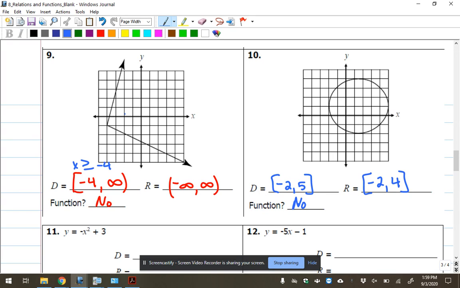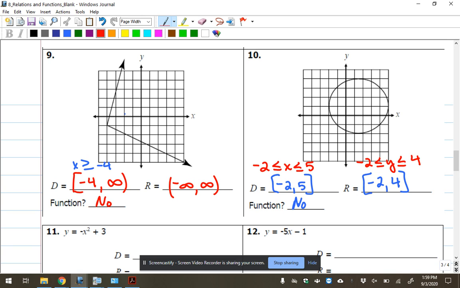Inequality notation for the domain: -2 less than or equal to x less than or equal to 5. On the range, it'd be -2 less than or equal to y less than or equal to 4. Those mean the same things as that interval notation. All right. Questions about up to number 10 so far?